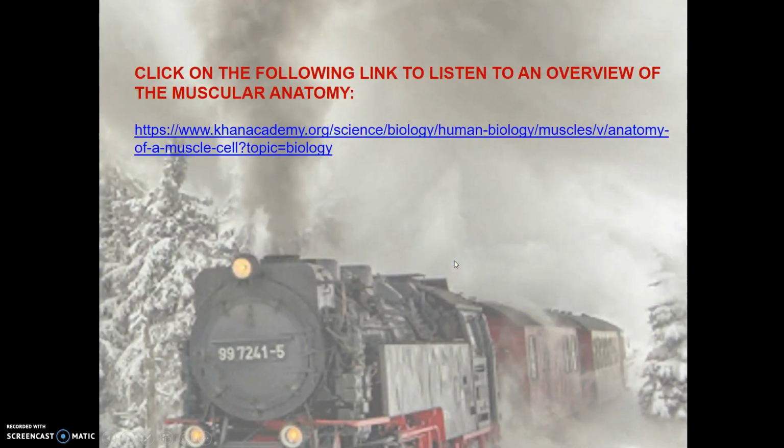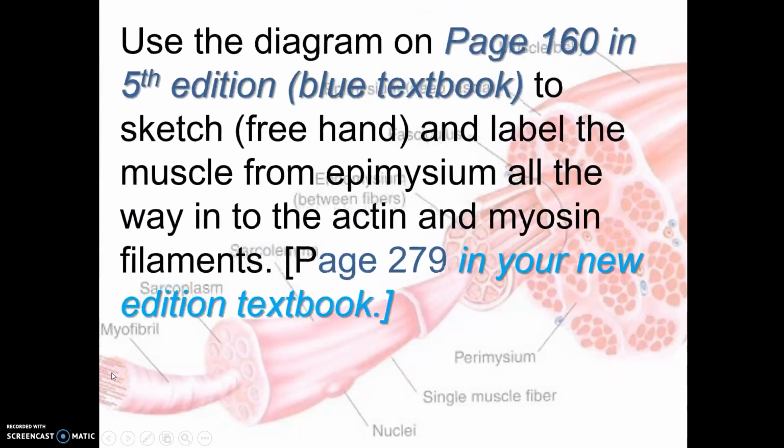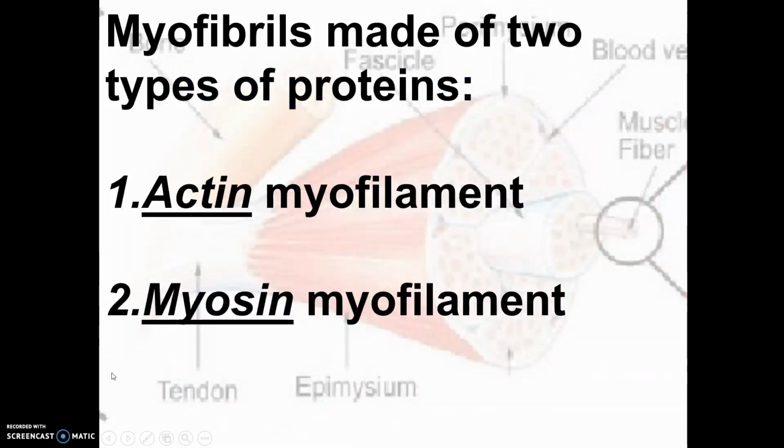You can click on this link for the Khan Academy. Now we're going to go further. Myofibrils, you can see, are made of tiny little filaments. So we get threads inside of threads, inside of threads, inside of strings, inside of ropes to make the big muscle, basically. These little filaments are what you are going to also label. So you did this activity in class right here.